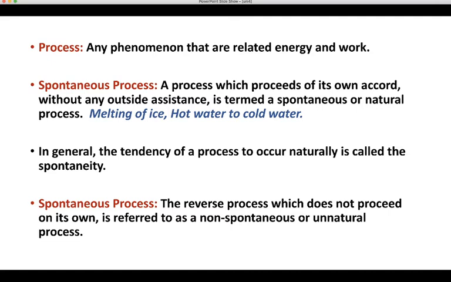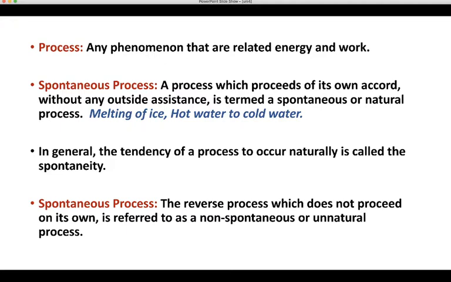Process is a phenomenon which is related with energy and work. Wherever energy or work is involved, it is known as a process. There are 2 different types of process: spontaneous process and non-spontaneous process. In the spontaneous process, it means it's a quick process. It is a one-direction process, a process which proceeds of its own accord without any outside assistance. It happens naturally, by its own. There is no need to apply any external field or external pressure or heat.